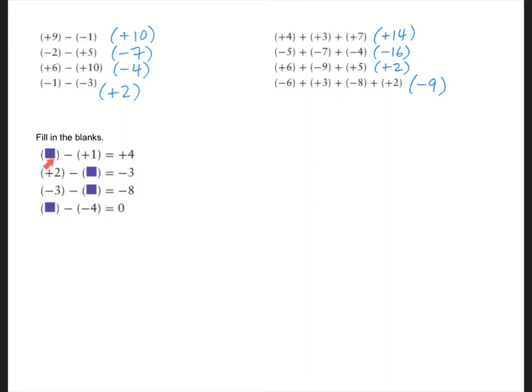Okay, these ones, similar idea, except instead of trying to find the answer, I'm giving you two integers here, and this is subtraction. And we're going to try and figure out what goes in these purple squares to make the statements true. So what can I put in this purple square that when I take away +1 from it, I get +4. So try those.